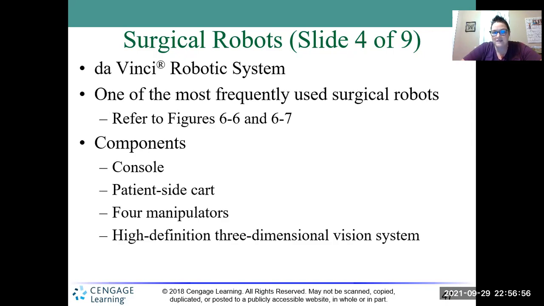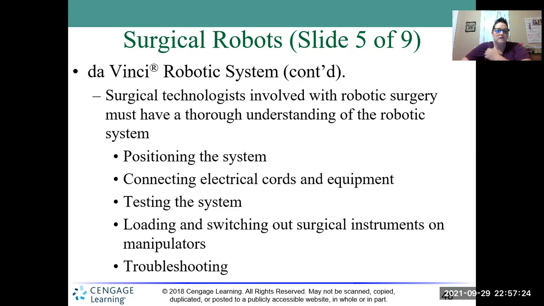The Da Vinci robotic system is one of the most frequently used surgical robots. There are some pictures that you can look at in the book of these robotic systems. There's a console, there's a patient side cart. There's usually 4 manipulators that are able to do the work, and then a vision system. So the physician, the assistant, and the tech are able to watch what is going on. Now, one thing, I think it talks about it later also.